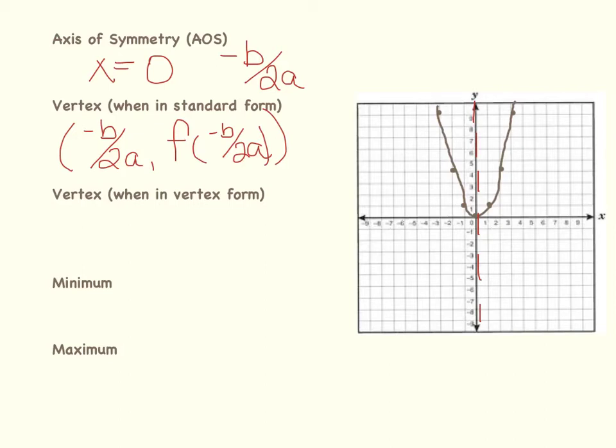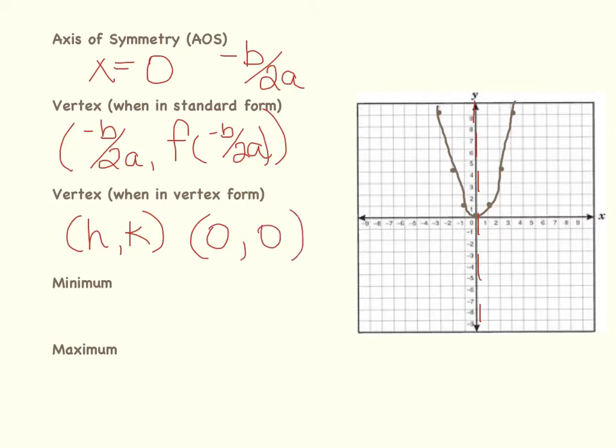If your equation is in vertex form, remember, the h value and the k value are your vertex. Okay, so your h value and your k value are your vertex. And when your quadratic function is in parent form, the h value is 0 and the k value is 0.